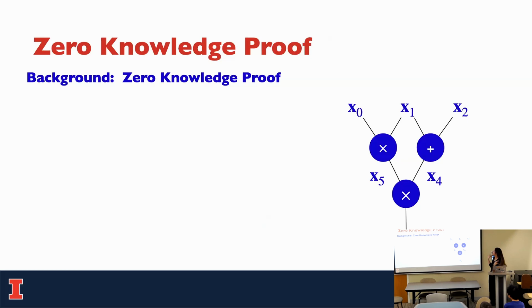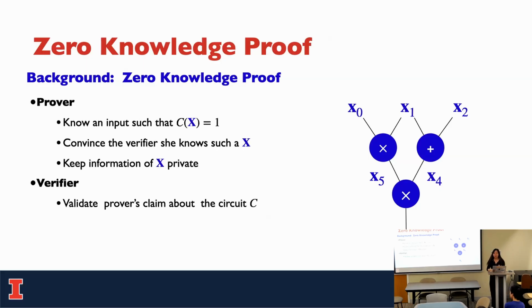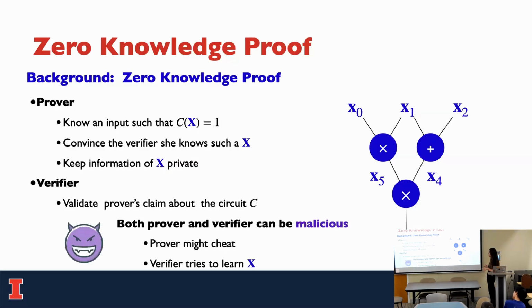I want to talk about how, but I want to emphasize the setting of the zero-knowledge proof. In this setting, we have a prover and we have a verifier. The prover knows an input X that makes the circuit's output 1, and she wants to convince the verifier that she knows such X without revealing any information about what X is. And the verifier tries to validate the prover's claim about her knowledge of this input. Both prover and verifier can be malicious in the sense that the prover may cheat about her knowledge of such X, and the verifier may try to learn what X is.